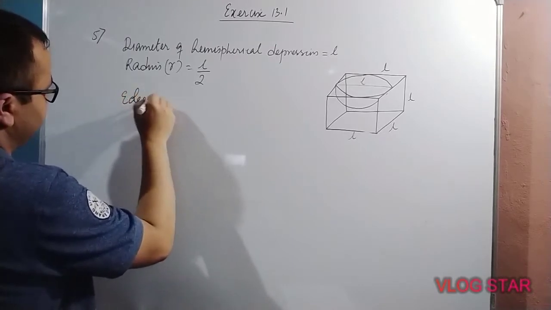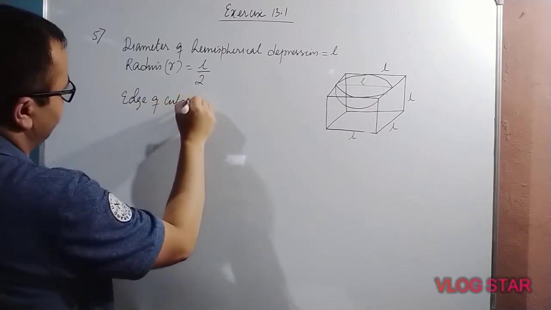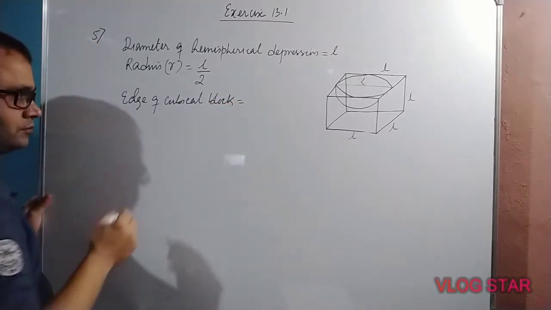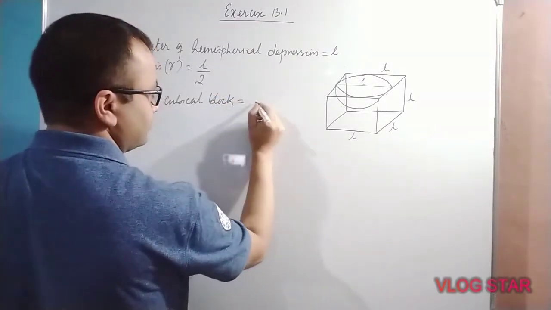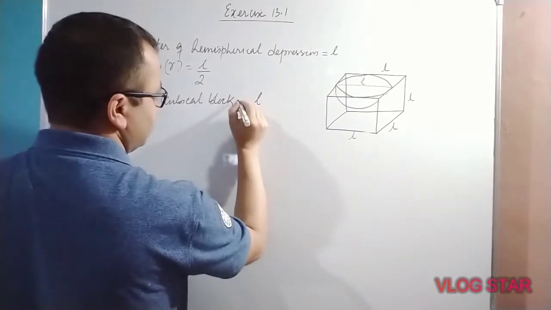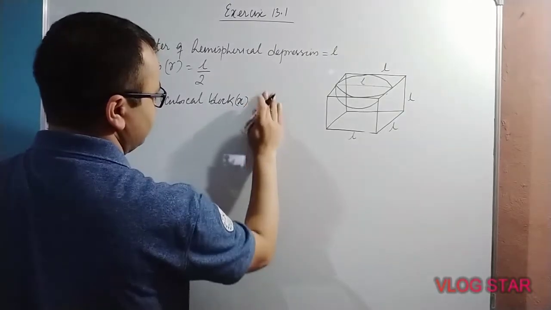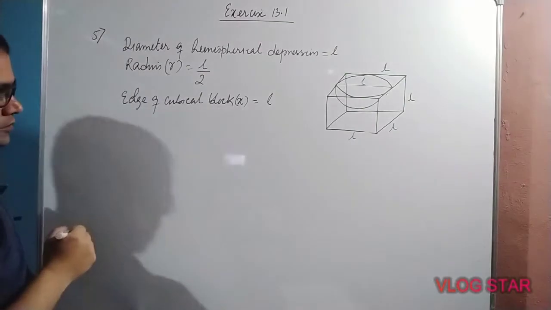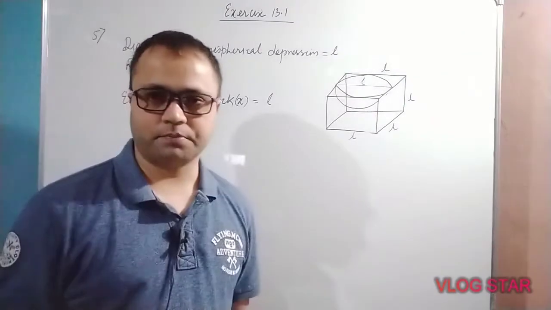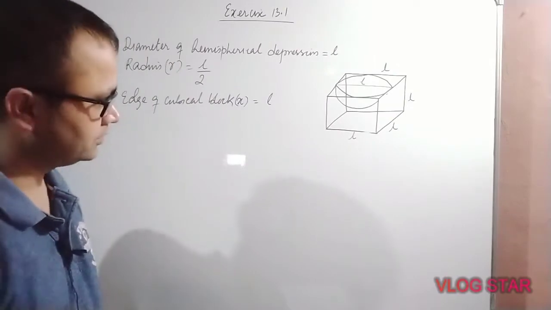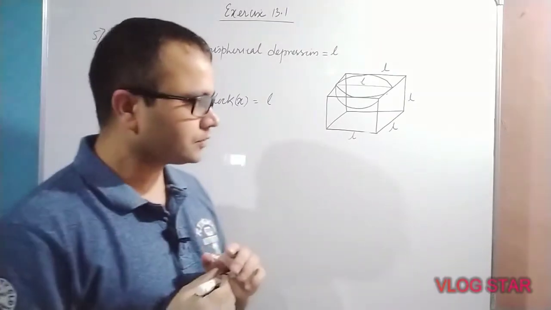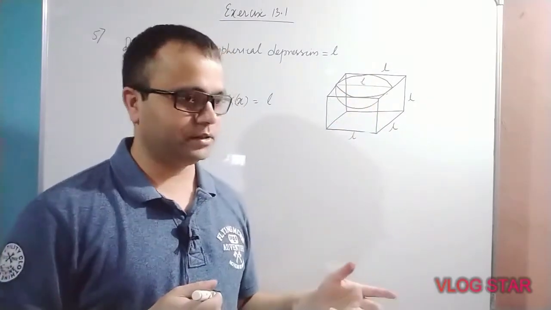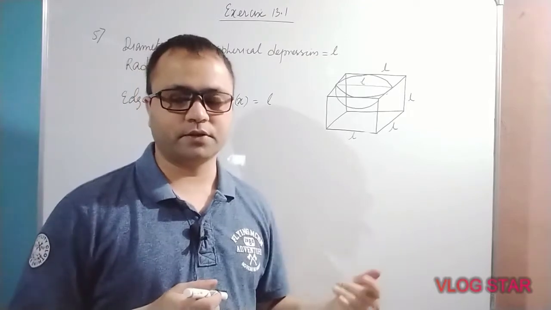Edge of the cubical block equals L. Now it is considered as x equals L unit, or L centimeter. Now we have to calculate the surface area of the remaining solid. A hemispherical depression is cut out from one face of the cube, meaning there are 6 faces, so the remaining faces are 5 faces.